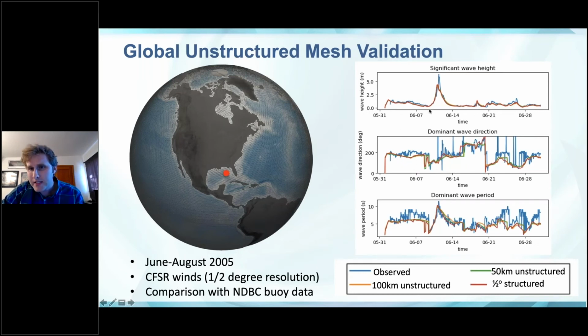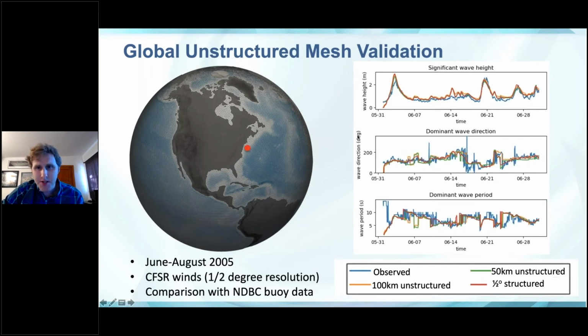If you'll notice, the significant wave height observations are always the cleanest, and we get really noisy observations sometimes with wave direction and wave period. I haven't smoothed these or filtered them in any way, so this is just a comparison with the raw data. We seem to do a pretty good job.